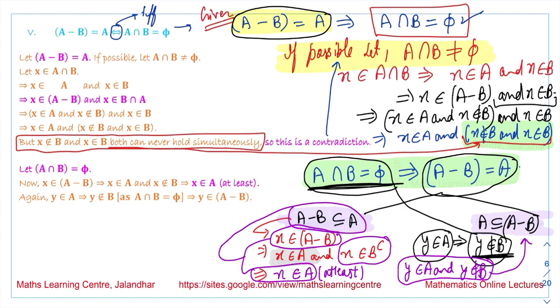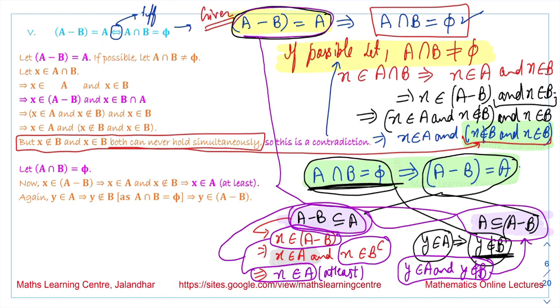By combining these two results, A minus B is a subset of A and A is a subset of A minus B, we obtain the final result that A minus B is equal to A, and this is what we had to prove. So we have proved both the conditions, both the implication signs: if the first thing is true then the second holds, and if the second part is true then the first holds, and this is what the implies and implied-by sign means here.